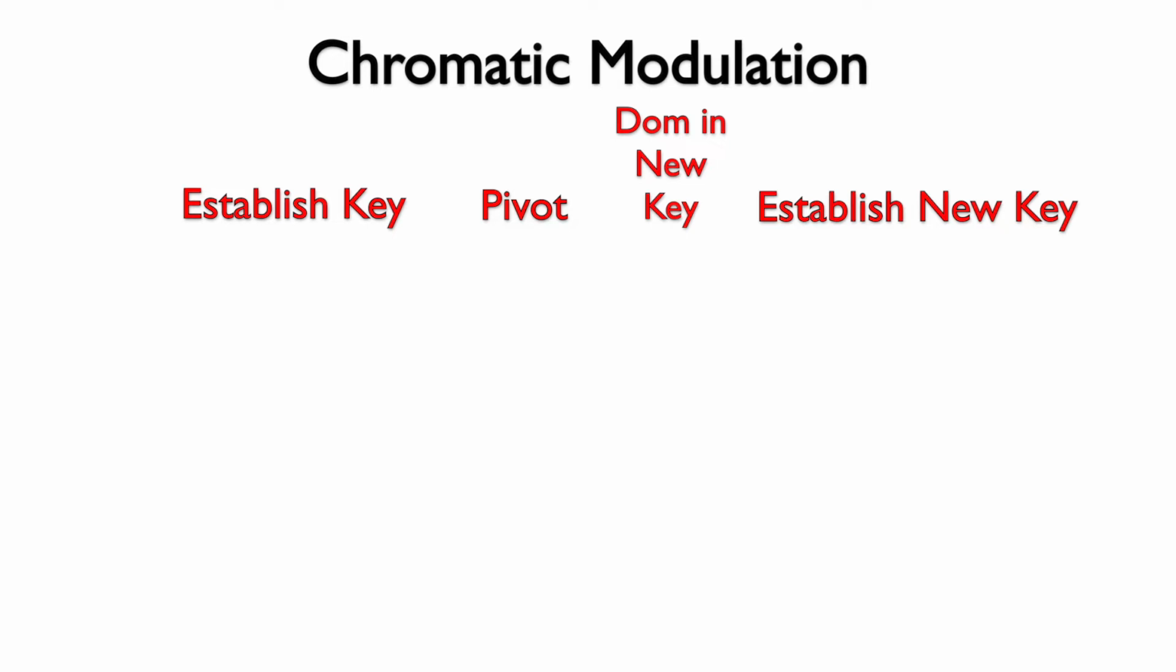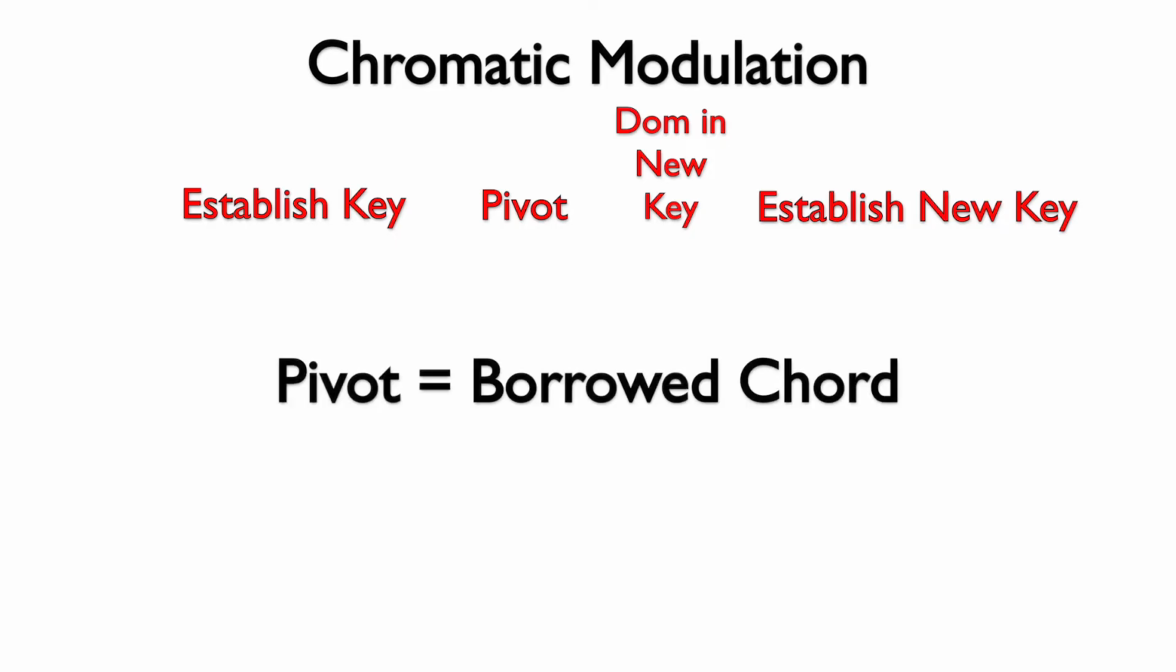Here we have a diagram showing the establishment of the original key, the pivot chord, the dominant in the new key, and the establishment of the new key. The pivot chord will be a borrowed chord in one or both of the keys.